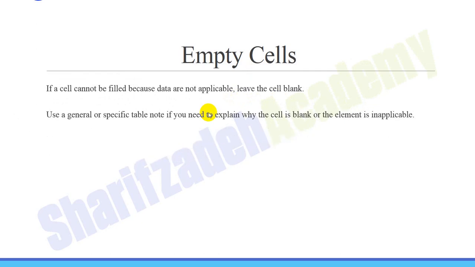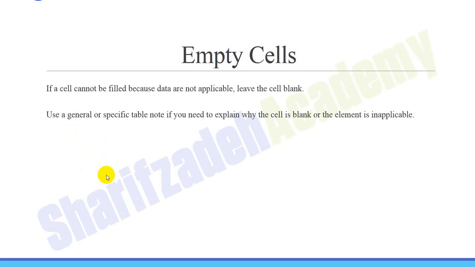And we can use a general or a specific table note if we have to explain why this cell is empty. I mean, if there is one specific reason or one general reason for us to leave it blank, we have to define that reason. We have to tell the readers that the reason is this and that. So the readers will understand that we left it blank because of some reasons, and the notes will tell them why.